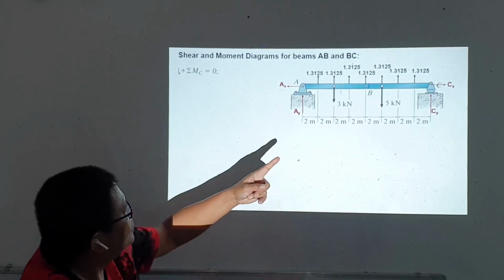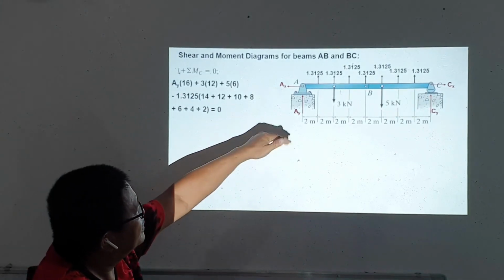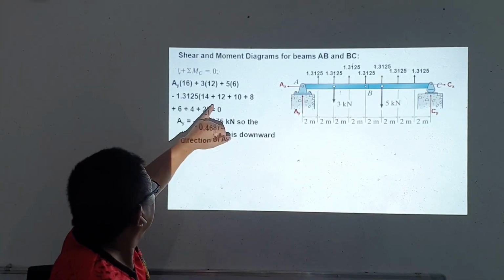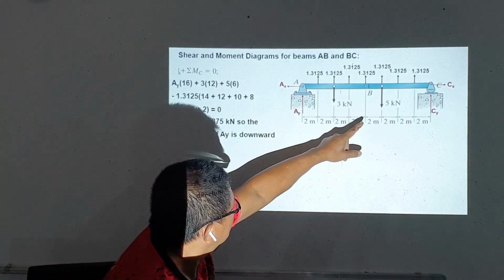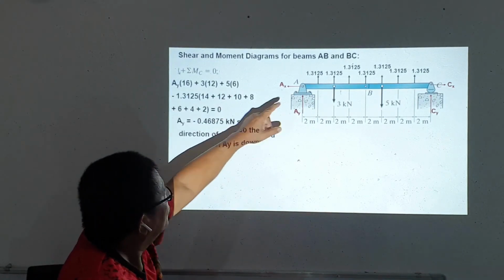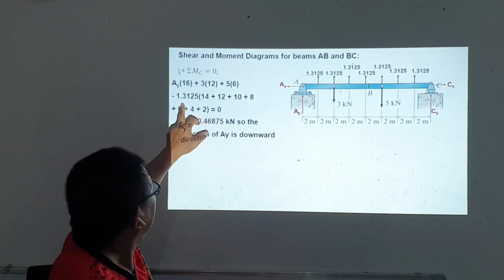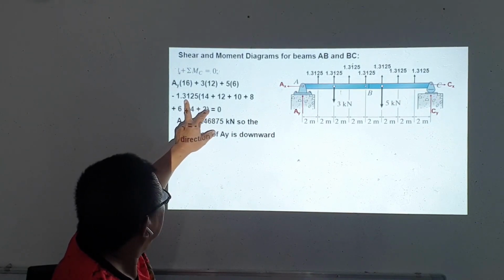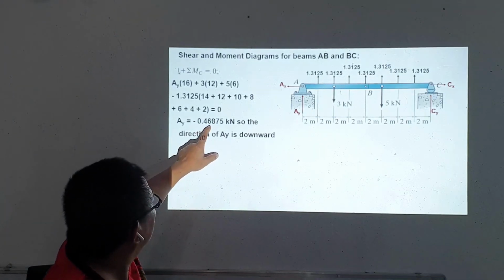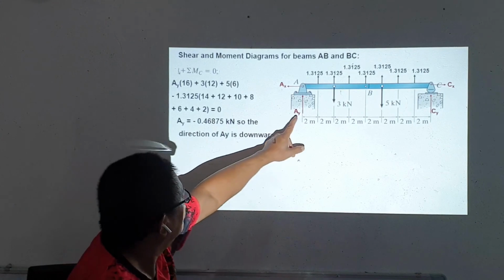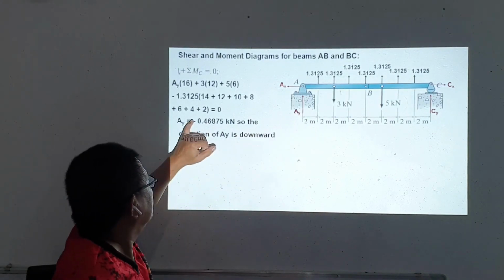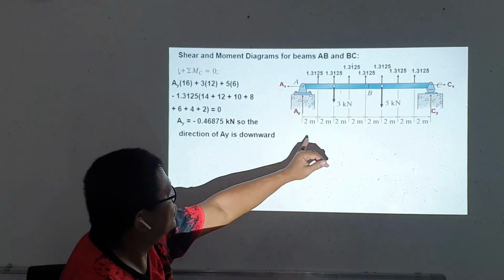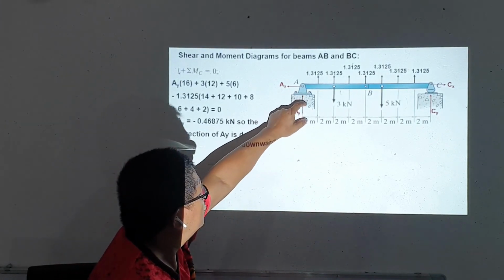we take the sum of moments at C equals 0, and we will get the value of Ey. We have Ey times 16 plus 3 times 12 plus 5 times 6, then minus the distributed load from the hangers, with their moment arms, times the load on the hanger, equals 0. And we will get Ey equals minus 4.6875 kilonewtons. Since our assumed direction for Ey is upward and the result is negative, the actual direction should be downward. Once the result is negative from the assumed direction, it should be the opposite of this direction, so this should be downward.